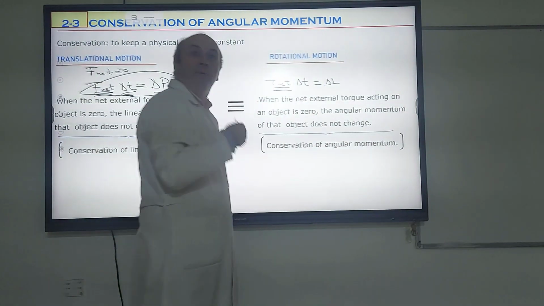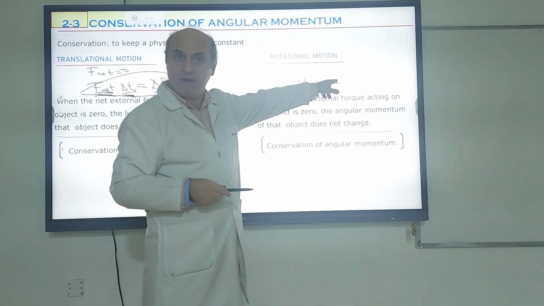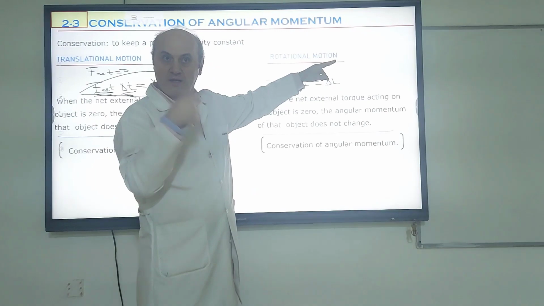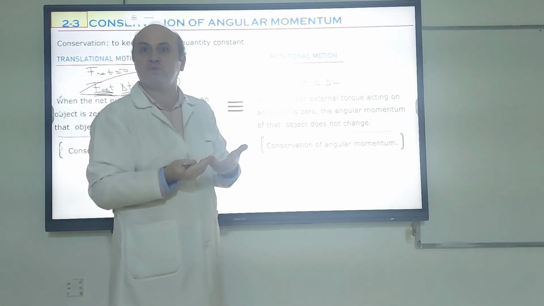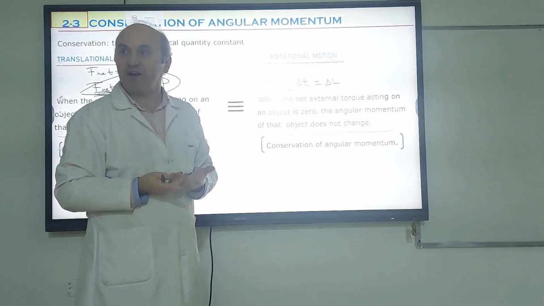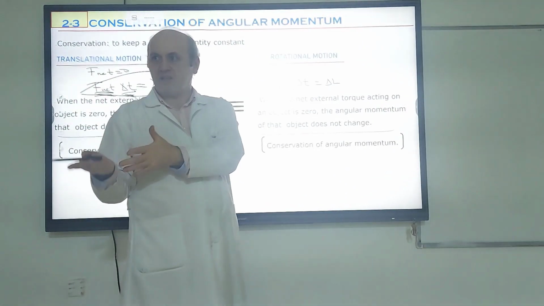This net torque can be positive. If it is positive, you are going to see an increase in angular momentum. If an object is rotating in one direction and you push it, producing a torque in the direction of rotation, you will see that it starts rotating faster. So L increases.